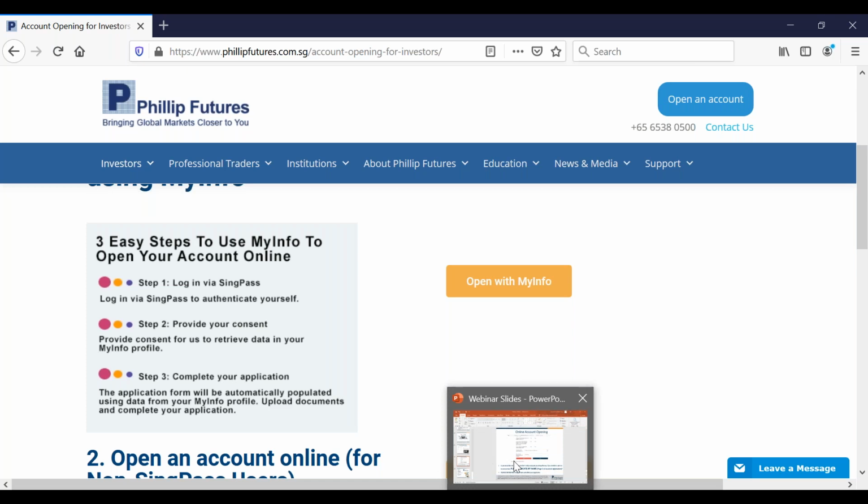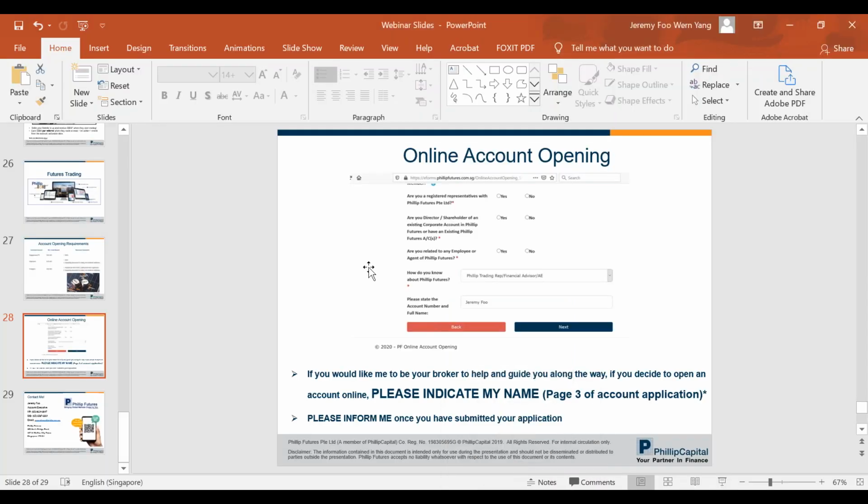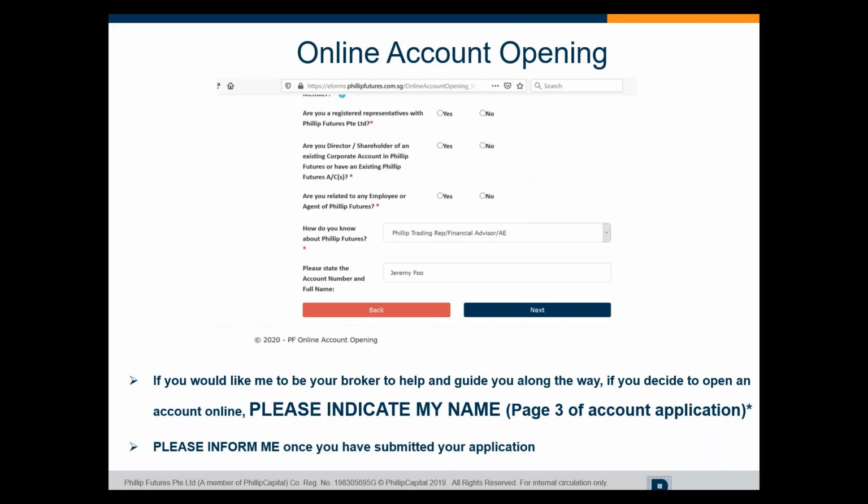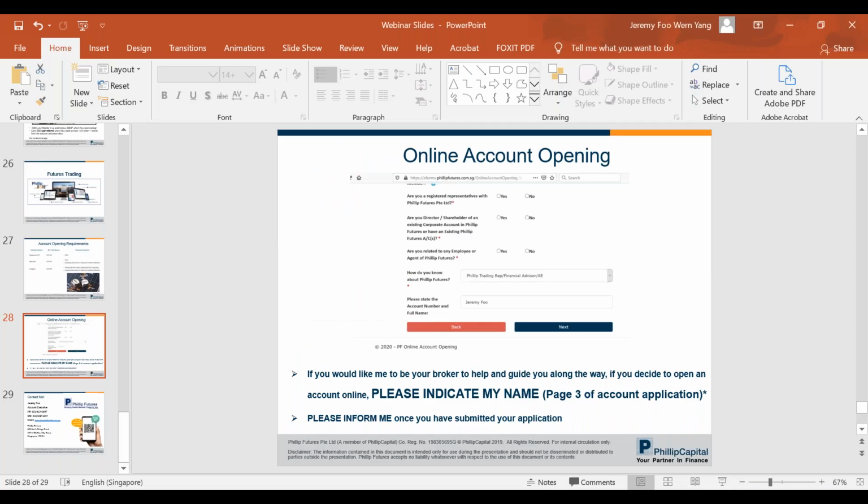If you like my presentation, or you would like to receive the tips from me, do indicate my name on the third page of the online account application. As you can see from the photo, do indicate my name, and then they will tag me. If you don't indicate my name, they'll just reassign a randomized broker to you to assist with your account. If you do so, please inform me once you've submitted your account application. I'll do a platform demo for you. I think there was a request from the audience saying that they would like to see a short demo.